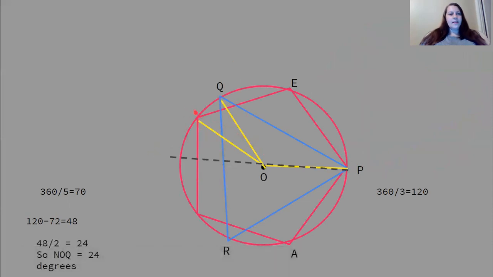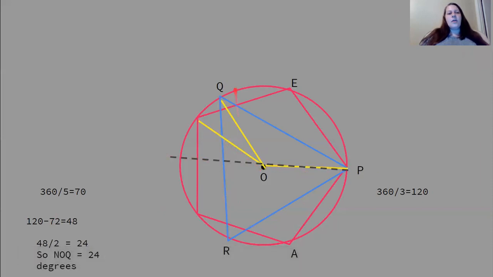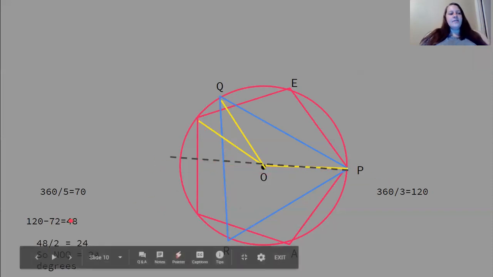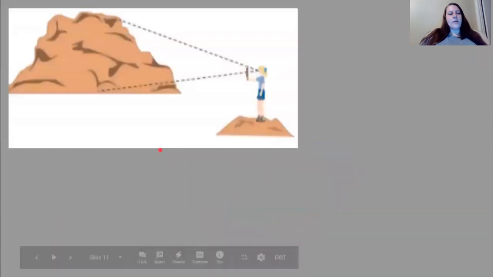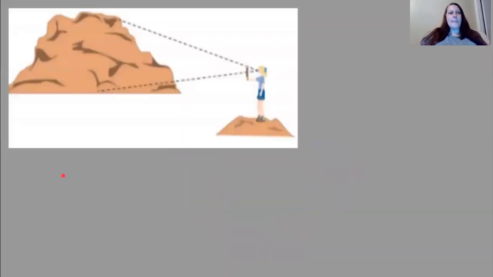Oh, it did not pop up the label right here. I apologize. Angle NOQ is what we want to know the angle of. So 48 degrees is for the entire figure, and we're wanting to know just NOQ. So we are going to draw a line of symmetry right here and cut it in half. And so 48 divided by 2 is 24. So we know NOQ is 24 degrees.